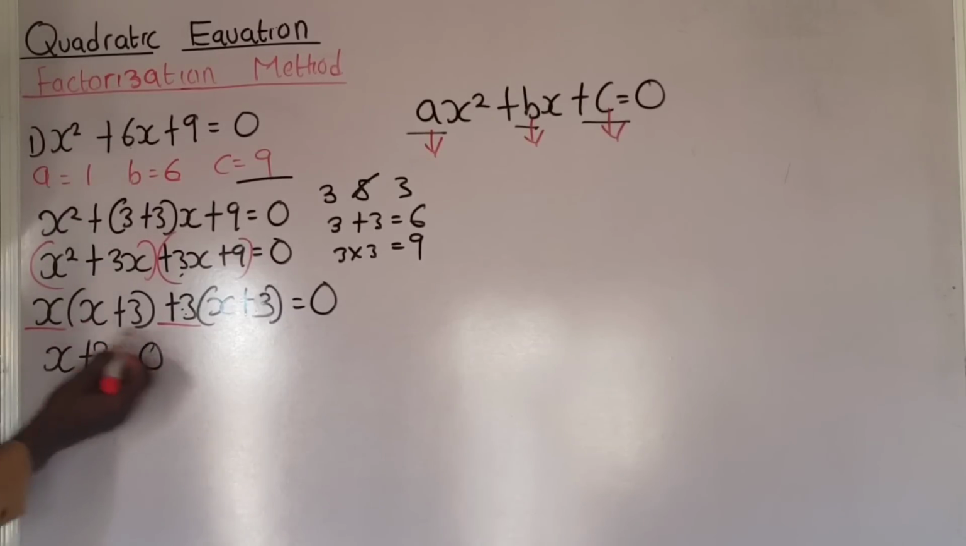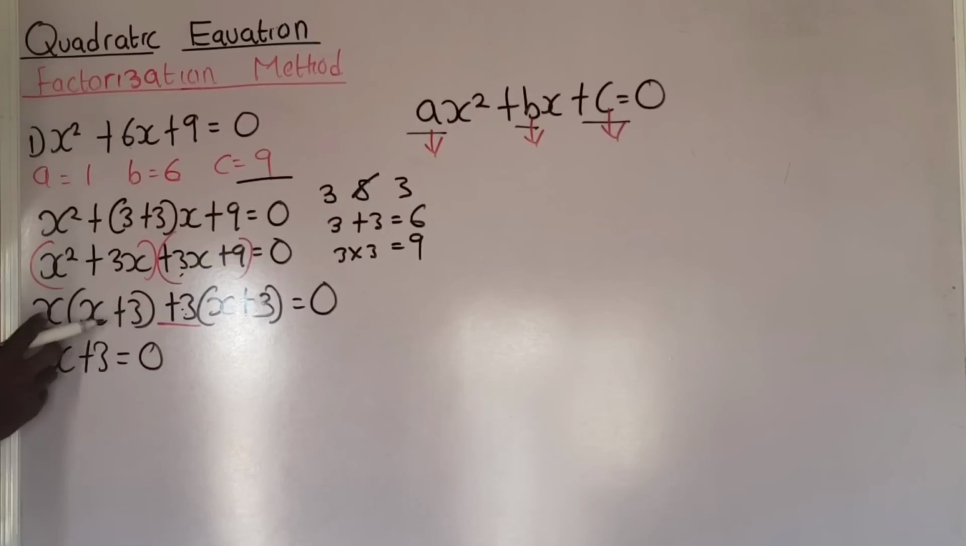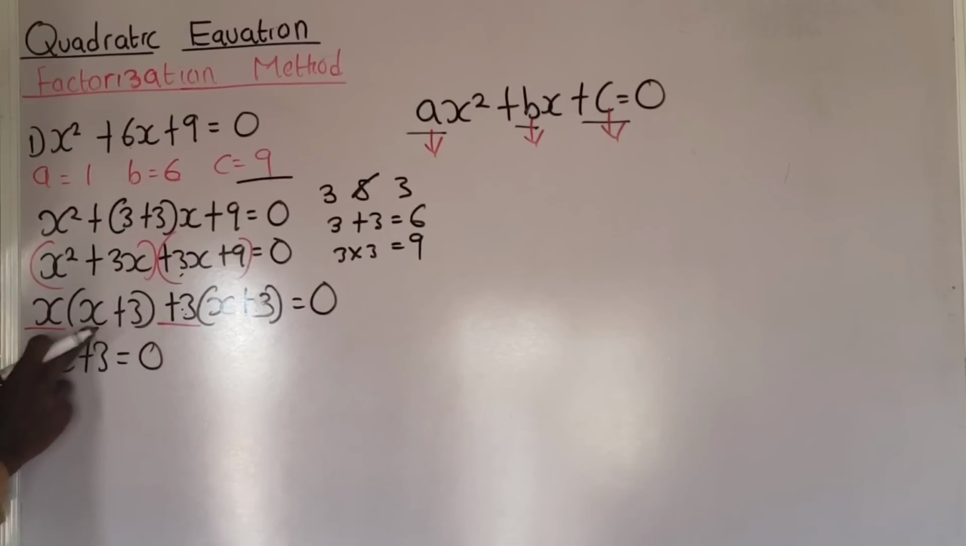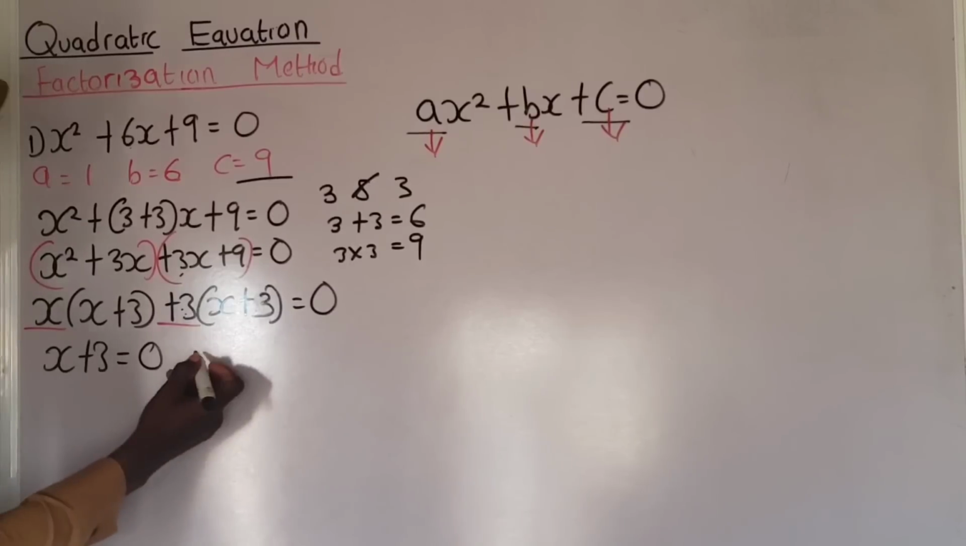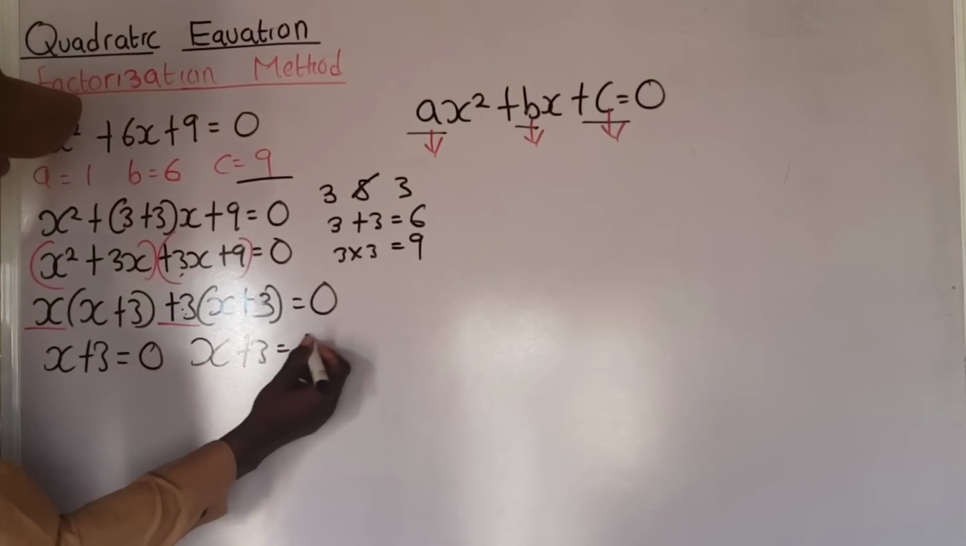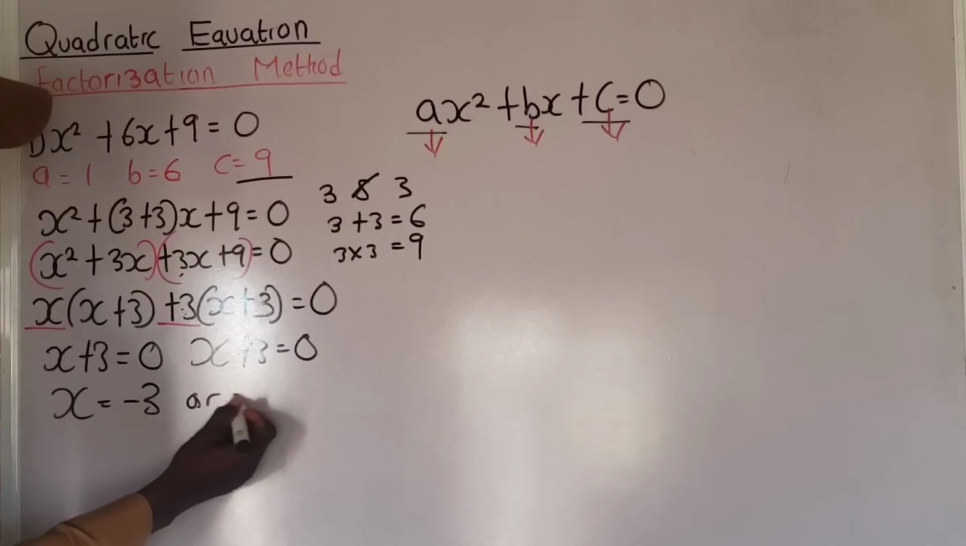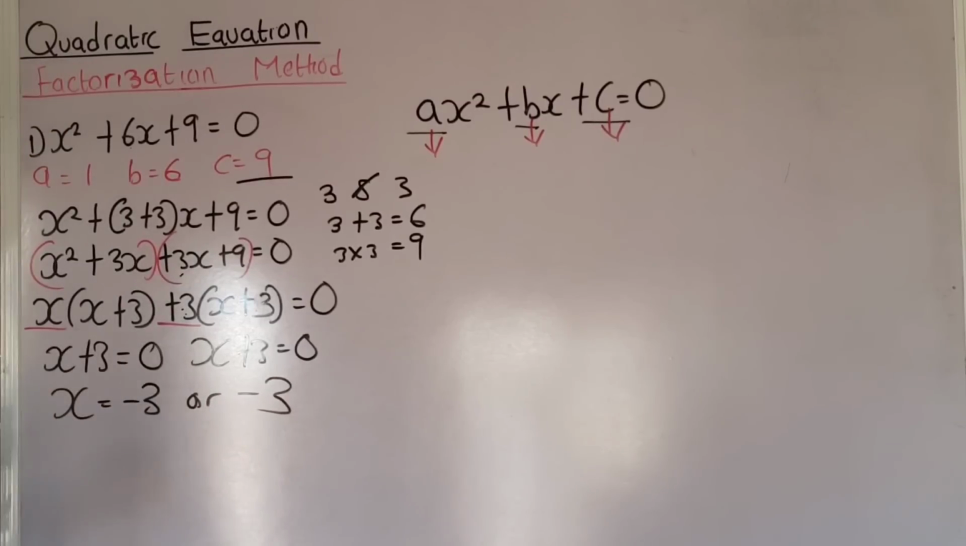Now I'm going to take one of these brackets. Since the values are the same in both, I'm going to take one of these brackets: x plus 3 equals to 0, that is for this and this. So I'm going to take either this or this. I'm going to have x plus 3 equals to 0. Here I'm going to have x equals to negative 3 or negative 3. You understand? That is the value of x.